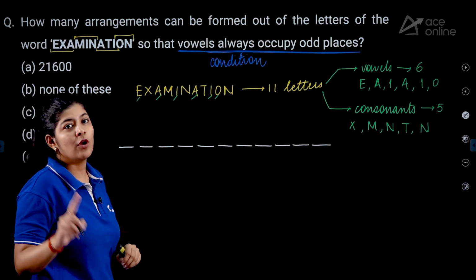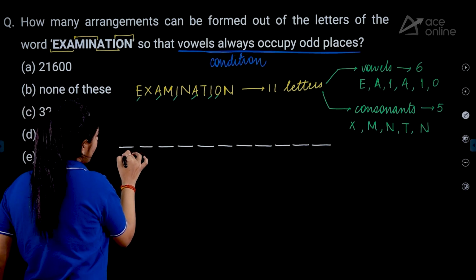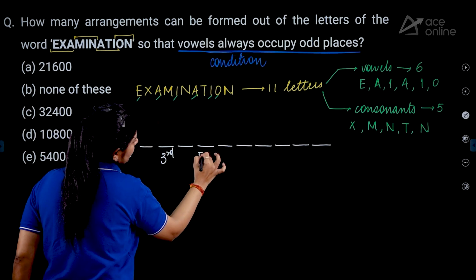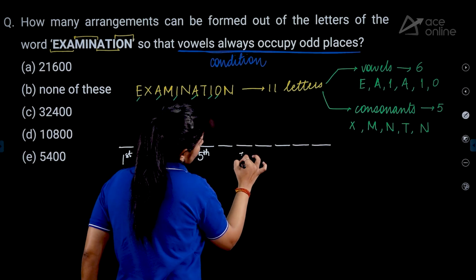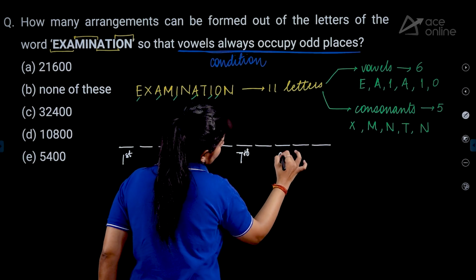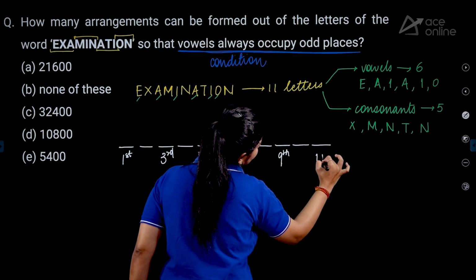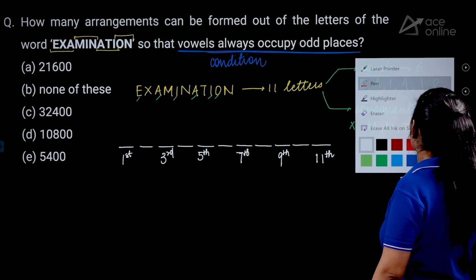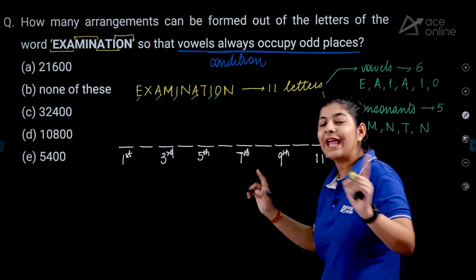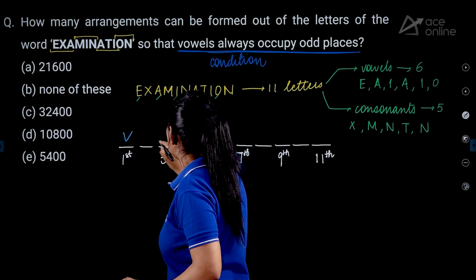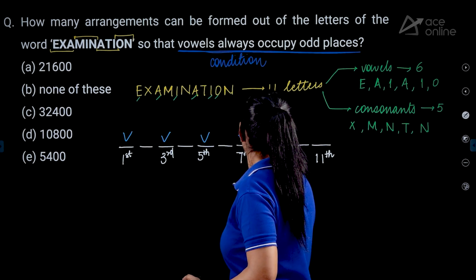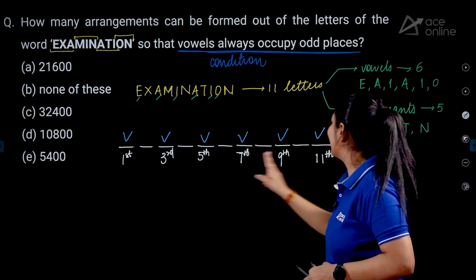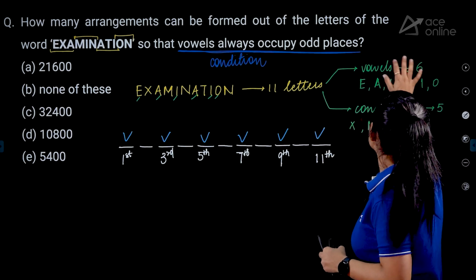Now, in this one, odd ones are this one. This is the first one, right? I am only writing the odd ones. 5th, 7th, 9th and 11th. Why am I only writing the odd places? Because I know that on these places, I only have to put the vowels. So, how many places am I having? 3 and 3, 6. And how many vowels are we having?